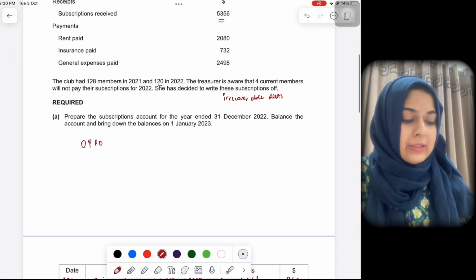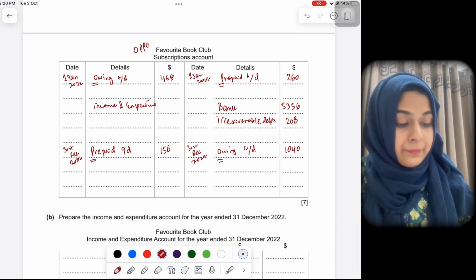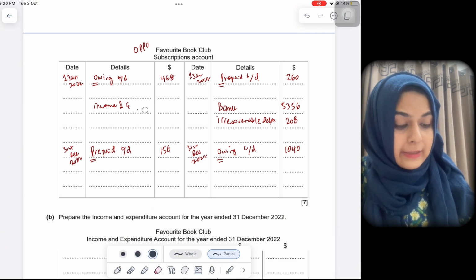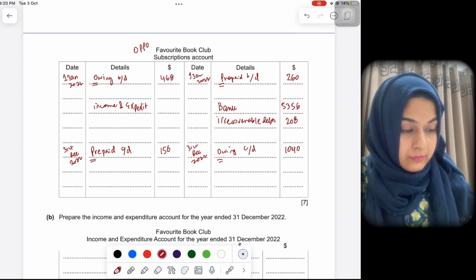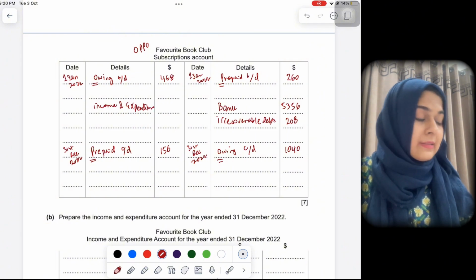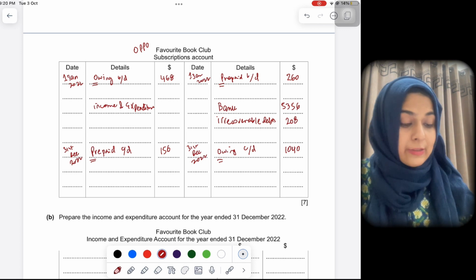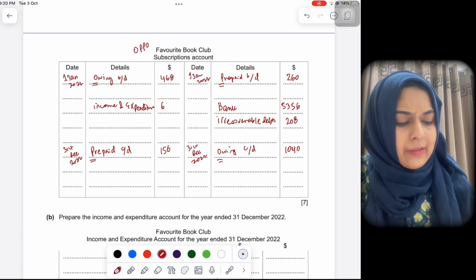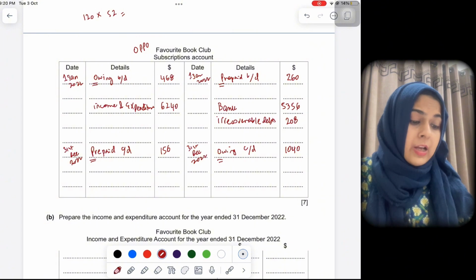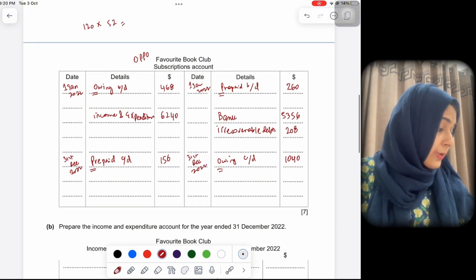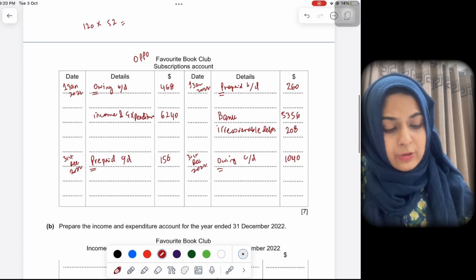Or what you can do here is that for income and expenditure you can just do heavy side, total of heavy side minus total of light side. So here the total of heavy side is the credit side, the total of the light side is the debit side. You get 6240. And if you do the other way, 120 multiplied by $52 per member subscriptions, you will get the same answer. So 6240 is your answer for income and expenditure. Obviously income and expenditure is always made on the last date of the year, so you write 31st December 2022.